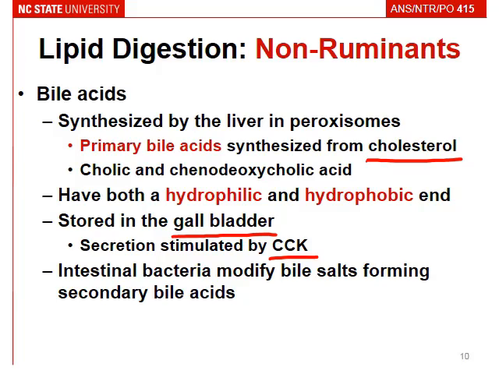Now, when our bile acids do enter, especially the hindgut, we have intestinal bacteria, and these are able to modify the bile salts, and this forms the secondary bile acids. So our primary ones are the bile acids that we are able to synthesize. Our secondary bile acids are what has been modified, and that is referred to as secondary.